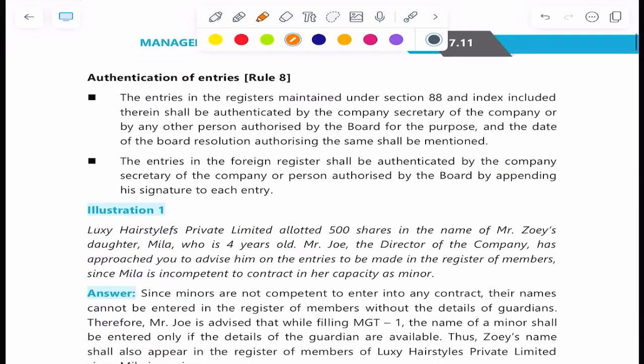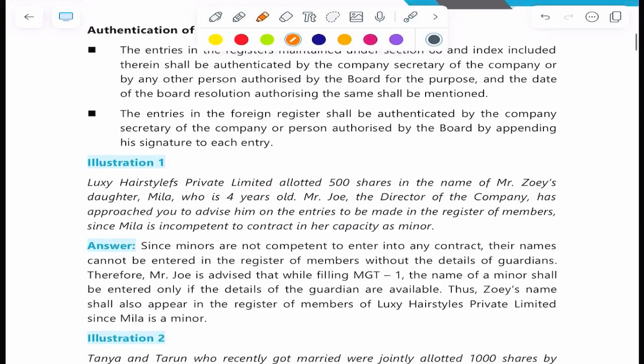Authentication of entries, Rule 8. The entries in the register maintained under Section 88, and the index included therein, shall be authenticated by the company secretary of the company or by any other person authorized by the board for the purpose, and the date of the board resolution authorizing the same shall be mentioned. The entries in the foreign register shall be authenticated by the company secretary of the company or person authorized by the board by appending his signature to the entry.